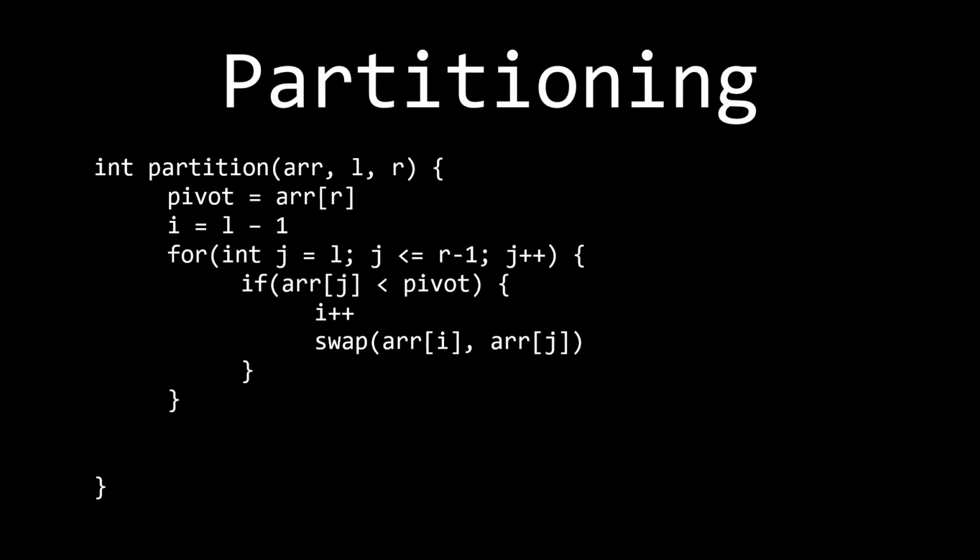And then we just want to squeeze our pivot between the two groups. So what we're going to do is swap the values at I plus 1. And remember, I is still pointing to the last element of our first group, which is all elements less than the pivot. So we're just going to swap the value at I plus 1 and the value at our pivot already. Then once again, we want to return the new index of the pivot, which is just going to be I plus 1. So this is the pseudocode for our partition function.